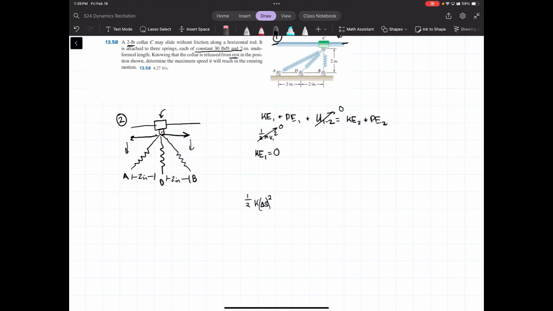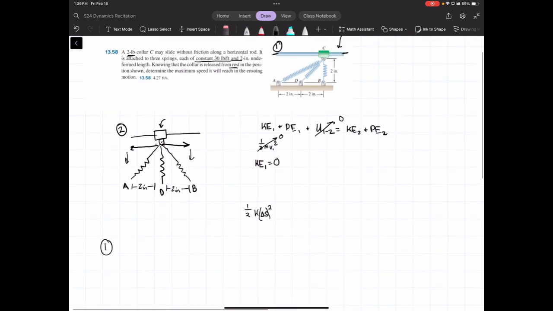So we need to find that for each of the springs. If we first start at state 1, we start with spring BC, that's this one right here. We know that spring right at that instant is 2 inches, and we also know that the unstretched length is 2 inches. So our delta S for spring BC is going to be 0. It's not stretched at all.